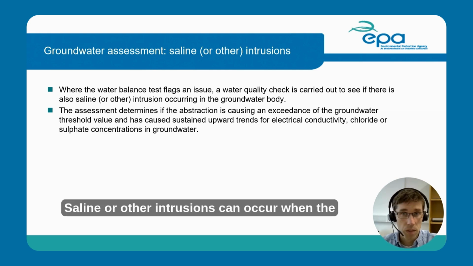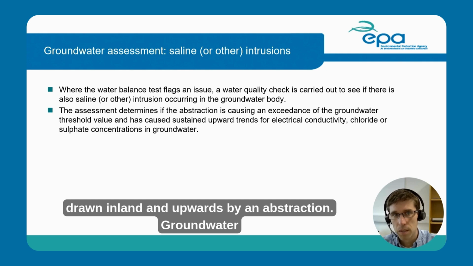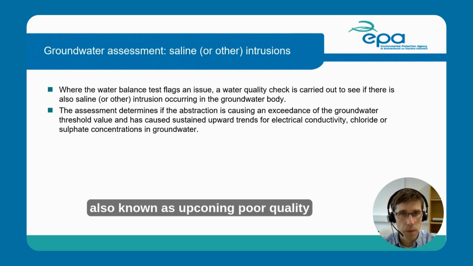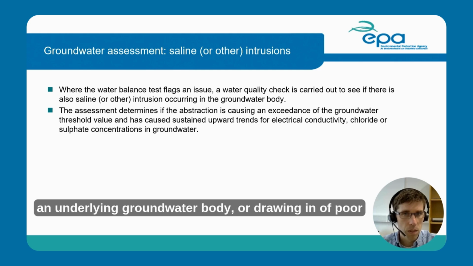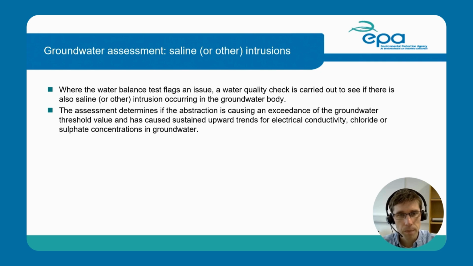Saline or other intrusions can occur when the saline freshwater interface in coastal regions is drawn inland and upwards by an abstraction. Groundwater abstraction can also lead to upward movement, also known as upconing, of poor quality water, the leakage of saline surface waters to an underlying groundwater body, or drawing in of poor quality groundwater from an adjacent aquifer.